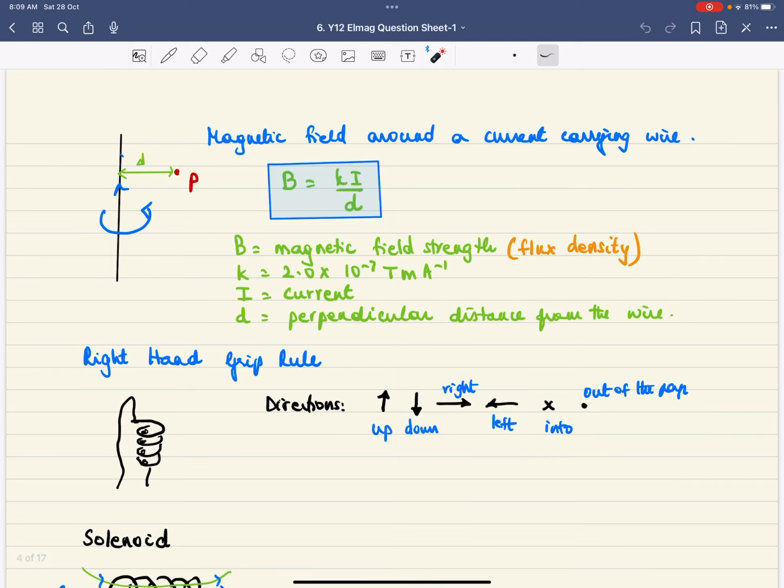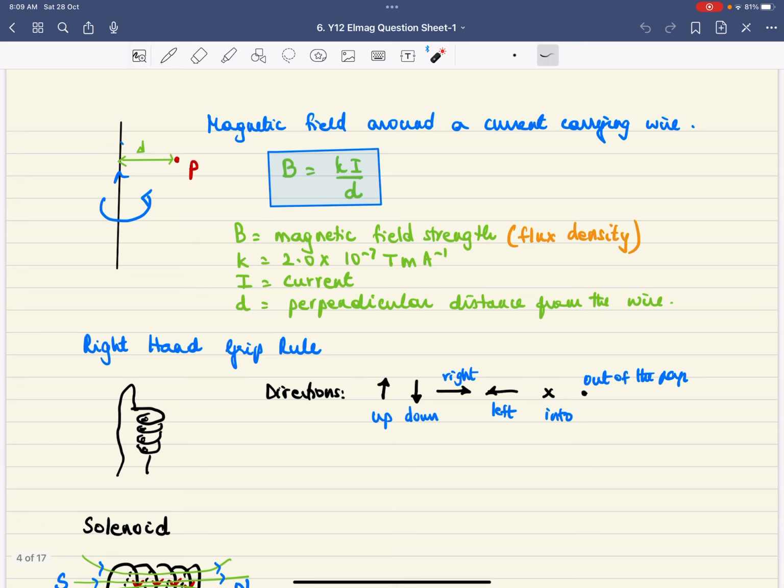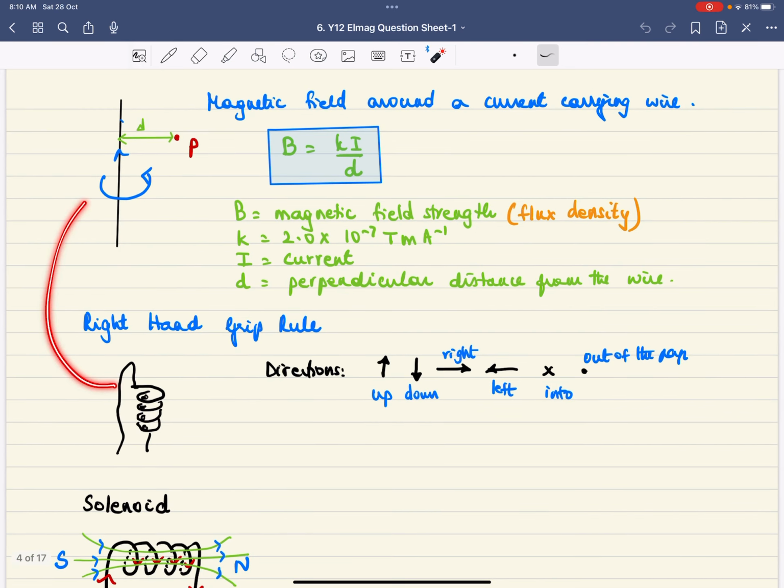Now, you also need to know that there is a magnetic field whenever there's a current flowing through a wire. If the wire is straight, the strength of the magnetic field at some distance away is given by B equals k I over d, where k is 2.0 times 10 to the power of negative 7 tesla meters per ampere. You can use the right-hand grip rule to find the direction of the current or the direction of the magnetic field. The thumb indicates the direction of the current. The way the fingers curve indicates the direction of the magnetic field.